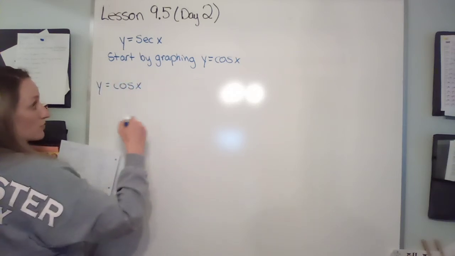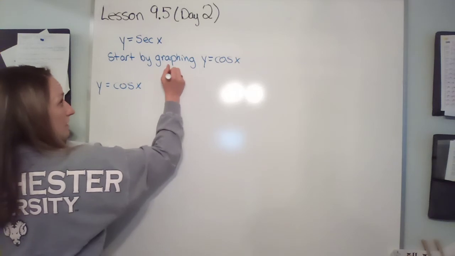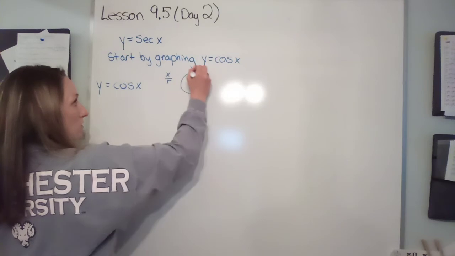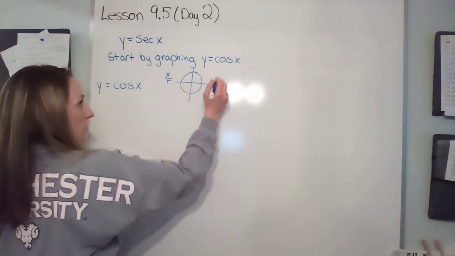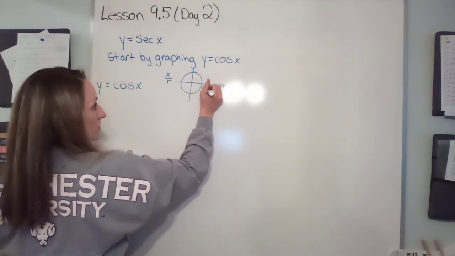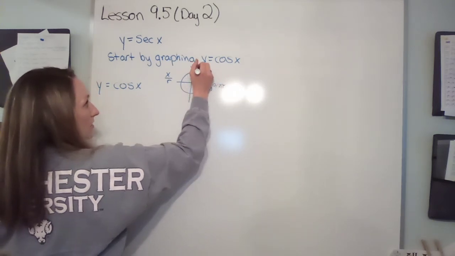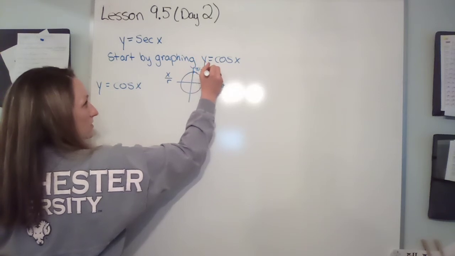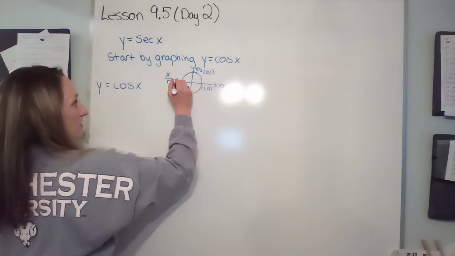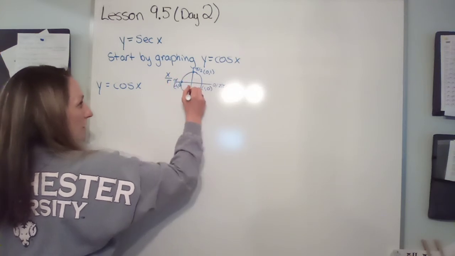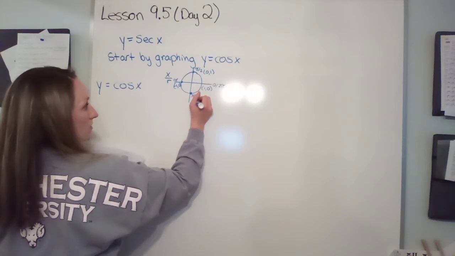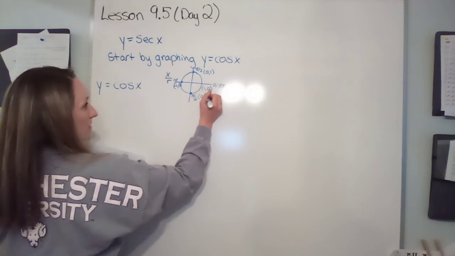Remember, as far as the ratio is concerned, for cosine, it's x over r, right? And if I'm in the unit circle, here at 0/2 pi, the point is 1, 0. Here at pi over 2, the point is 0, 1. Here at pi, the point is -1, 0. And here at 3 pi over 2, we have 0, -1.